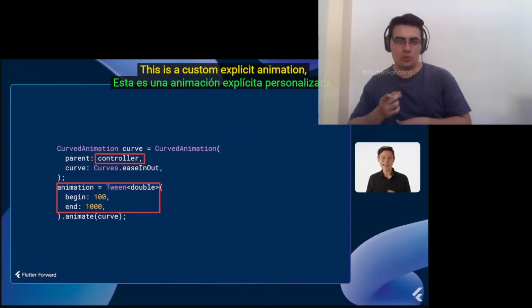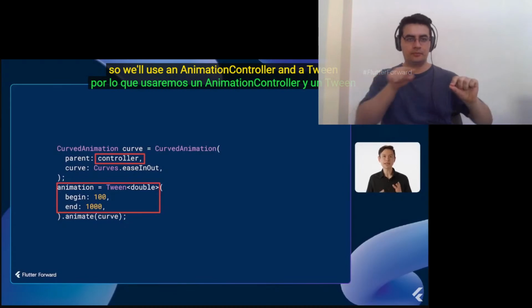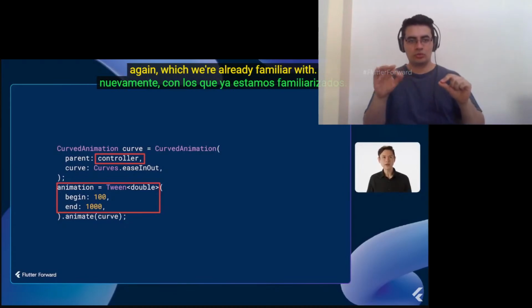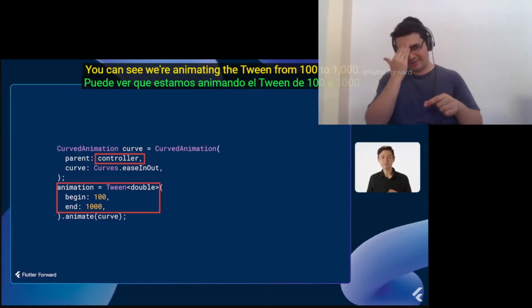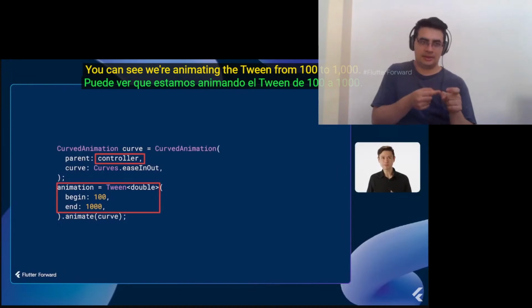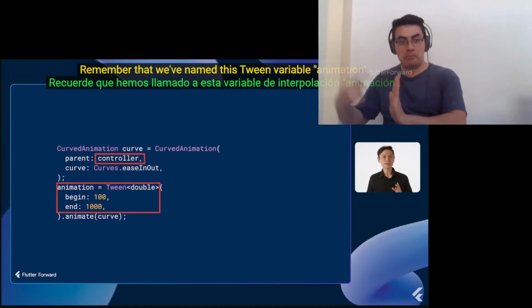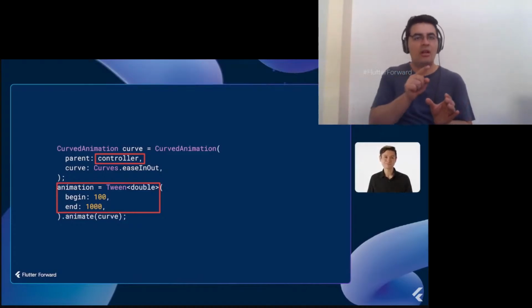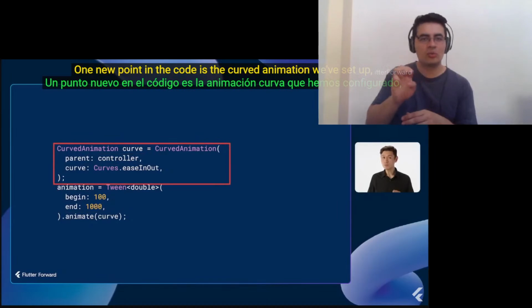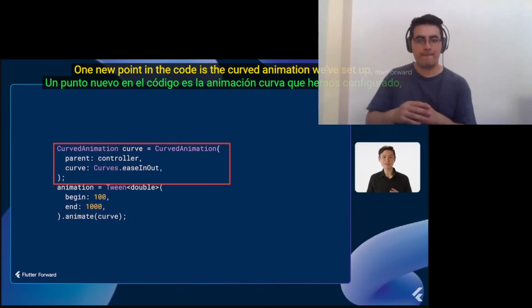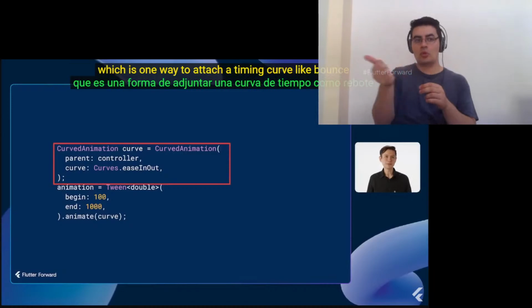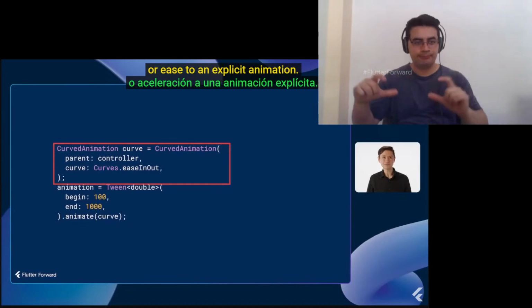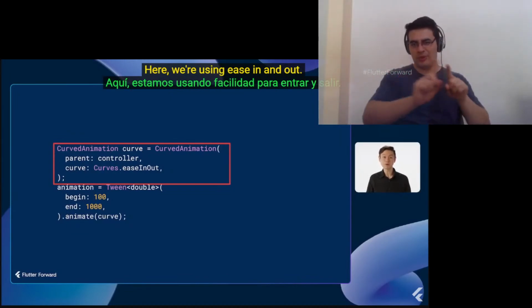This is a custom explicit animation, so we'll use an animation controller and a tween again, which we're already familiar with. You can see we're animating the tween from 100 to 1000. Remember that we've named this tween variable animation because we'll use it again. One new point in the code is the curved animation we've set up, which is one way to attach a timing curve like bounce or ease to an explicit animation. Here we're using ease in and out.